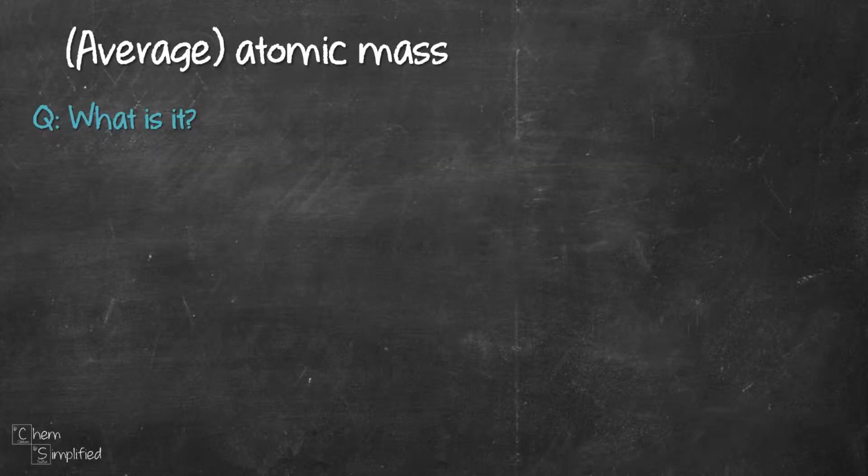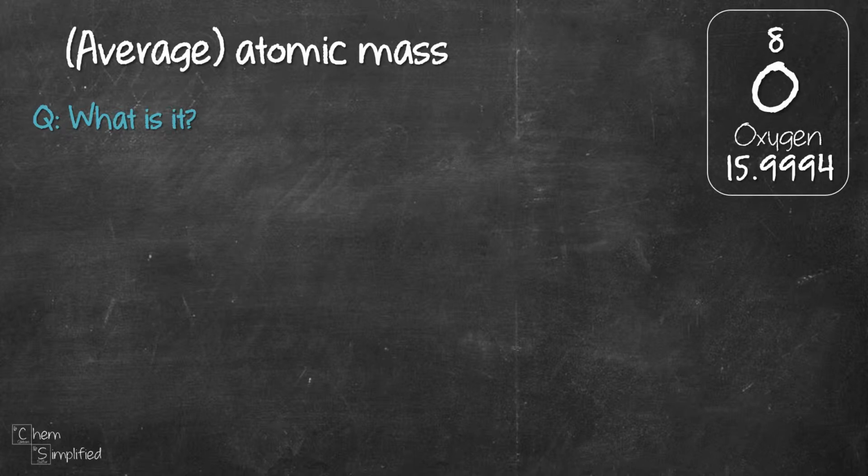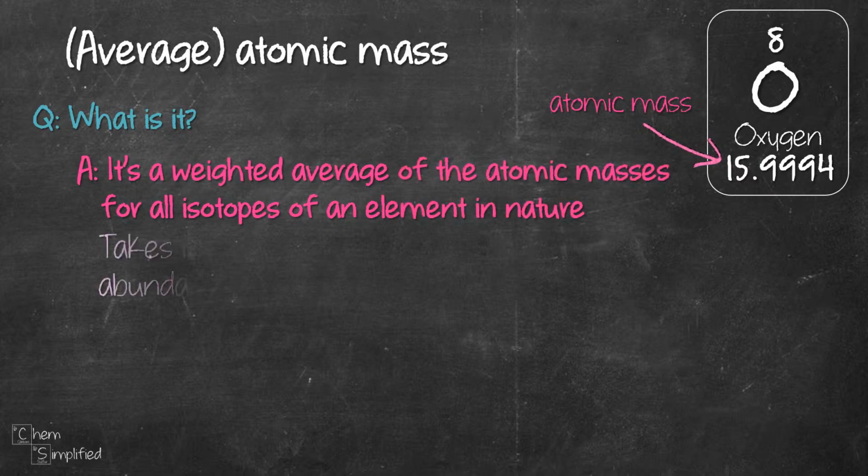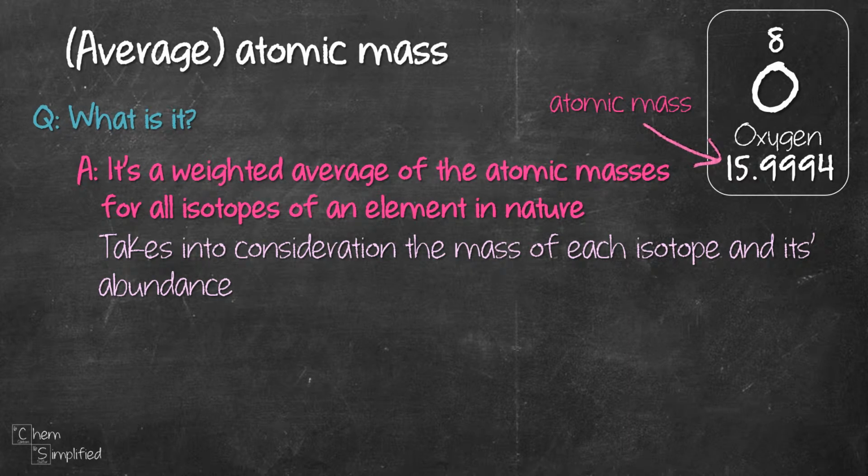First of all, before we start diving into a calculation, I think it's a good idea to first understand what exactly an average atomic mass is, or more often just called atomic mass. If you look at the periodic table, it's that larger decimal number. In this case, for oxygen, it's 15.999. It's actually a weighted average that takes into consideration the mass of each isotope that is present in nature.